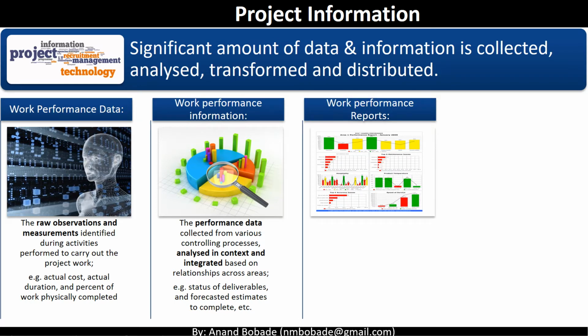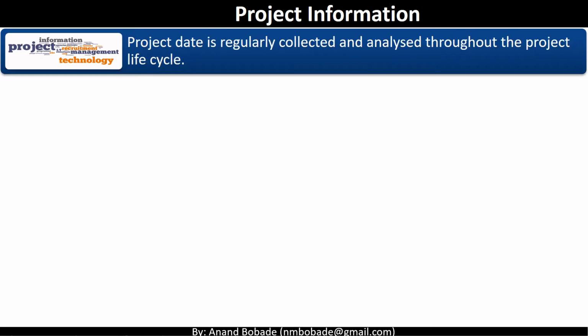Work performance reports. A work performance report is a compilation of work performance information for consumption purpose, such as status or decision making. Example may include status report, memos, justification, information notes, dashboard, recommendation, etc. Project data is regularly collected and analyzed throughout the project lifecycle.